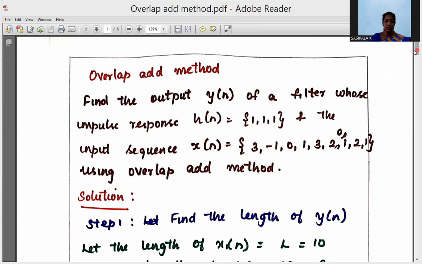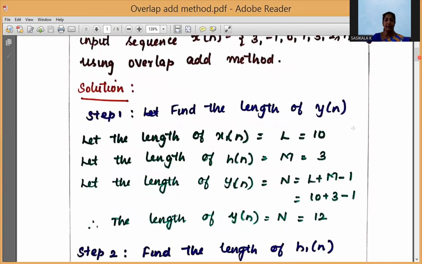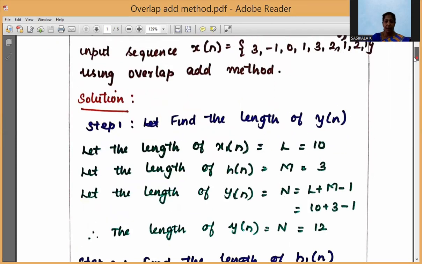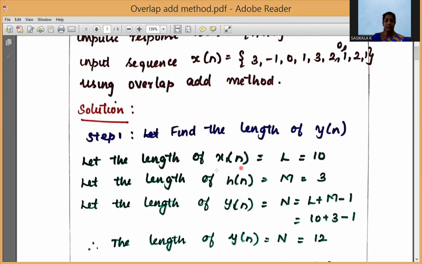So the solution: first step, you need to find the length of y of n. Let the length of x of n, the input sequence, be L. Here they have given 3, minus 1, 0, 1, 3, 2, 0, 1, 2, 1. Totally the length of the sequence is 10, so you have 10 numbers. So L is equal to 10.